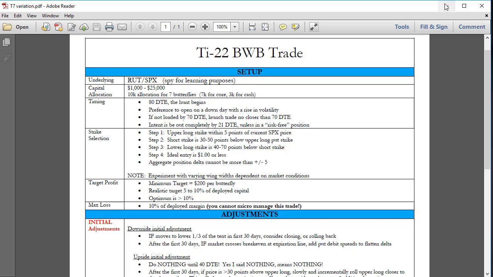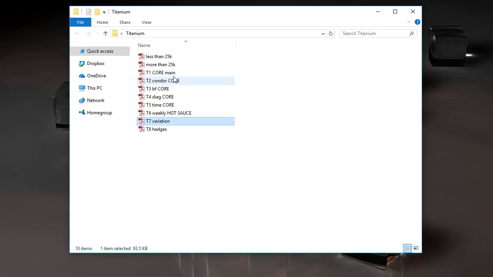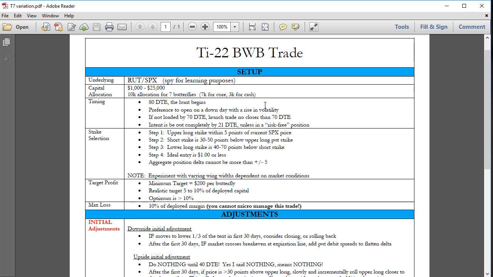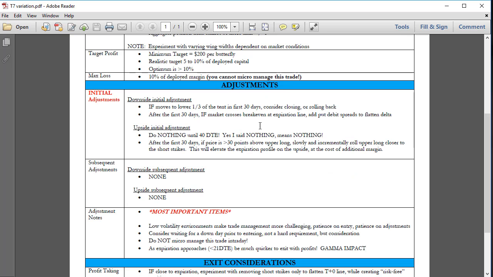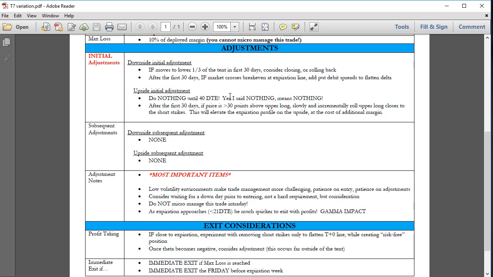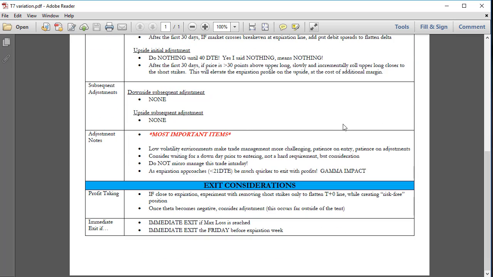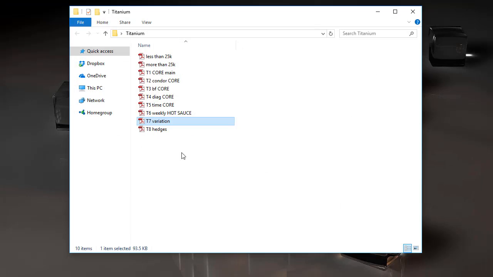This is going to be similar to the core trade up here, but it is going to perform a little bit differently. All right. Now we'll go through. You'll notice that there are some adjustment considerations to look at, but it's a little bit different than the other one. All right. So we'll unpack that in the video lesson below.